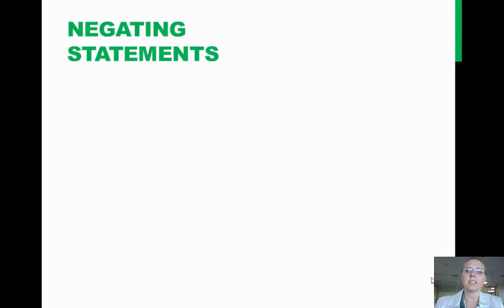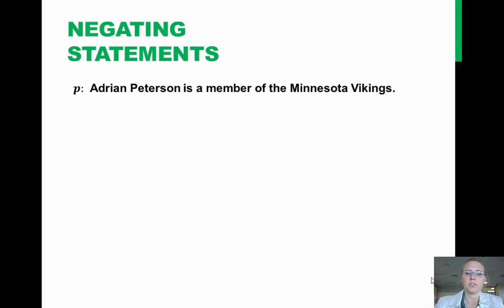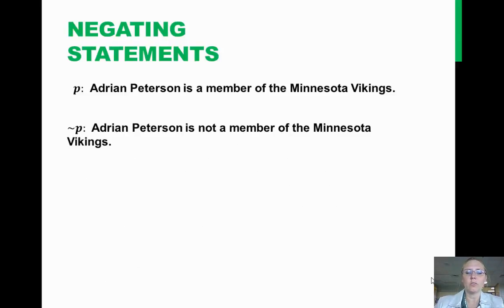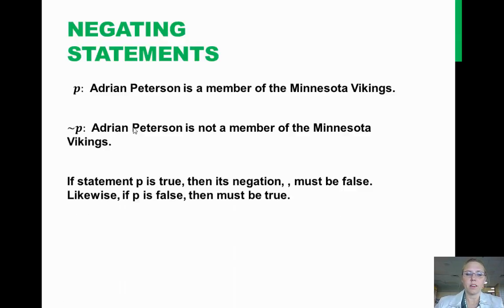We want to now talk about how to negate a statement. For instance, the statement P: Adrian Peterson is a member of the Minnesota Vikings. To negate it, you notice that there is a little symbol in front of it, like a wave, and that says not P. So if you hear me say not P, that's what that is. And it says Adrian Peterson is not a member of the Minnesota Vikings. So that's the negated form of the first statement. If the statement P is true to start with, then its negation will be false. But if it's false to start with, then its negation will be true.